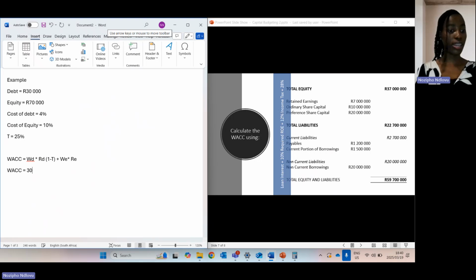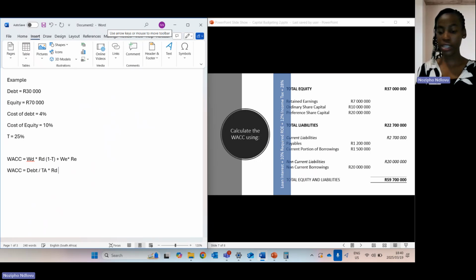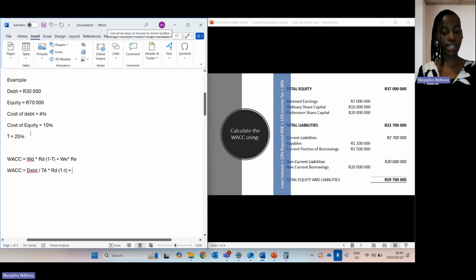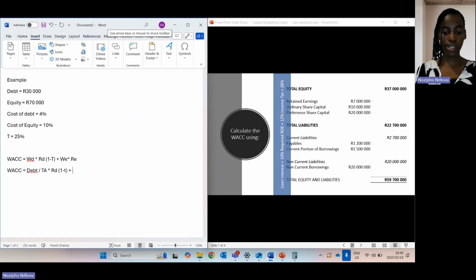Then you remember, let's start here with the formula. The weight of debt, you're going to have your liabilities, or your debt, divided by the total assets, and then you multiply that still by R debt, then you multiply by 1 minus T, then you plus the weight of equity. We're going to have your equity, then you divide that by total assets, then you multiply that also by the rate of equity.